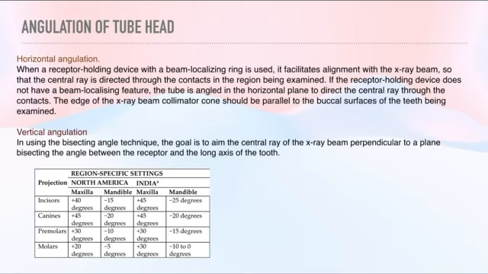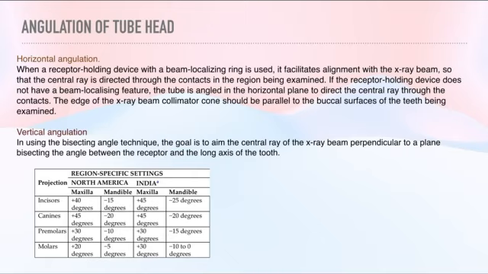Vertical angulation. In using the bisecting angle technique, the goal is to aim the central ray of the X-ray beam perpendicular to a plane bisecting the angle between the receptor and the long axis of the tooth. Now we are going to see the projections for the teeth. There are two sets of projections, given by North America and India. First we are going to see the North American projections for maxillary and mandibular teeth.